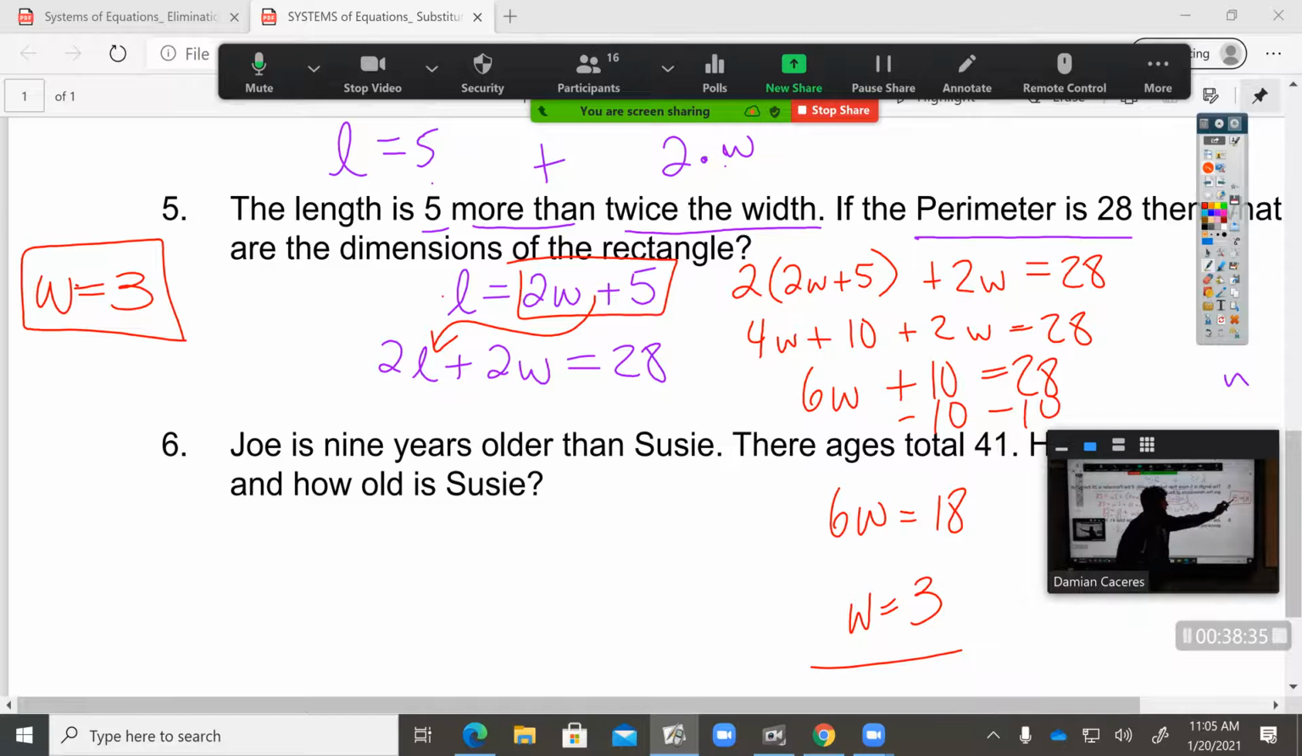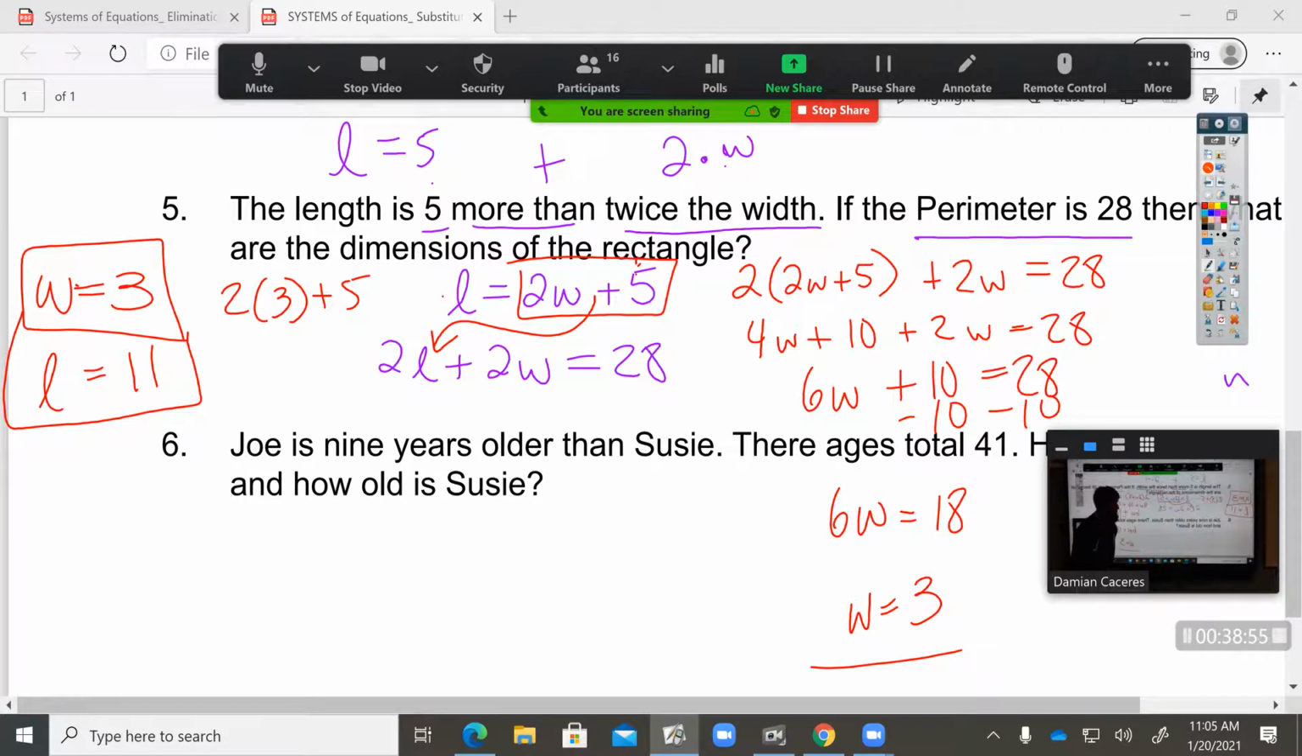Now, we plug in 3 for W in any of these equations. The top one's easier. 2 times 3 plus 5. That would be 11. So we know L equals 11. Any questions? All right, so everybody pay attention to the screen.